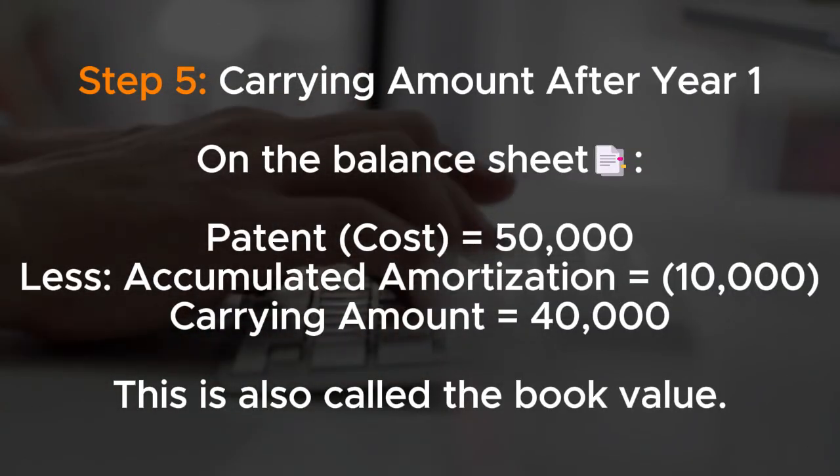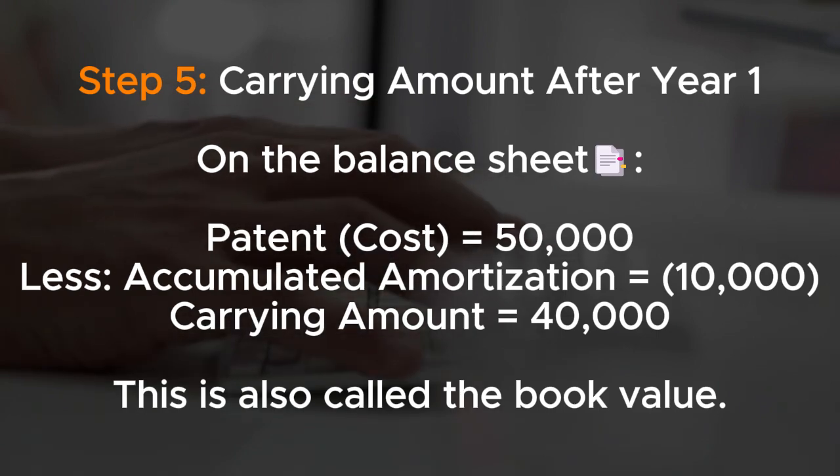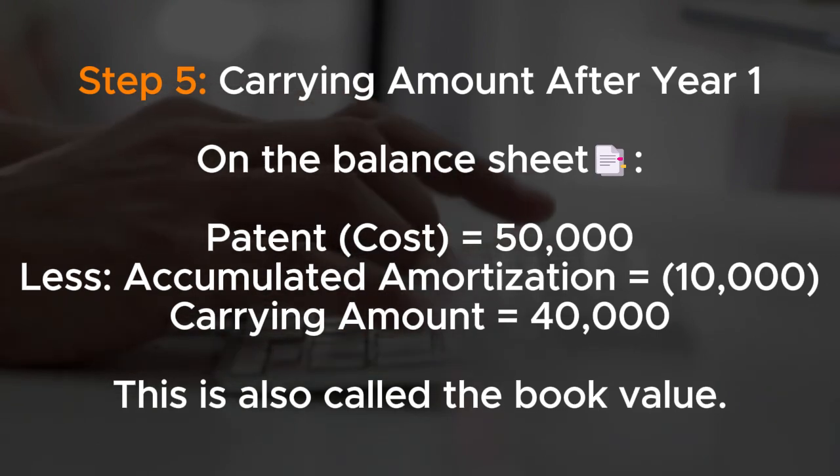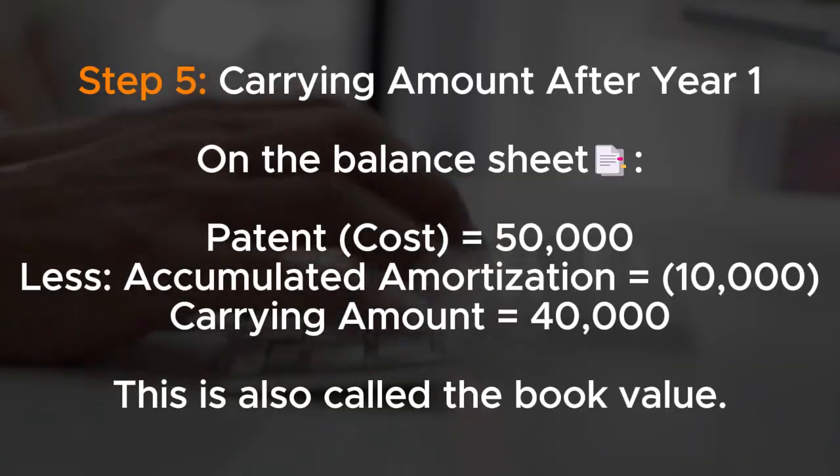Step 5. Carrying amount after year 1. On the balance sheet, patent cost equals 50,000. Less accumulated amortization equals 10,000. Carrying amount equals 40,000. This is also called the book value.